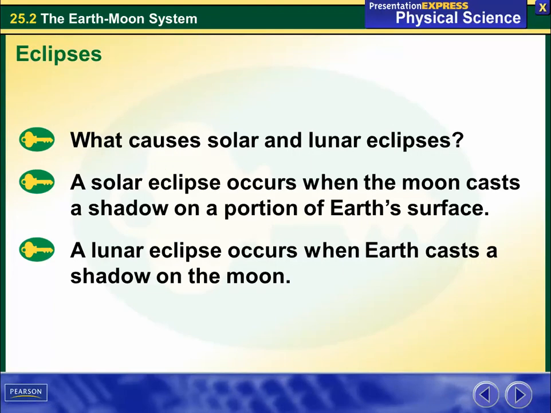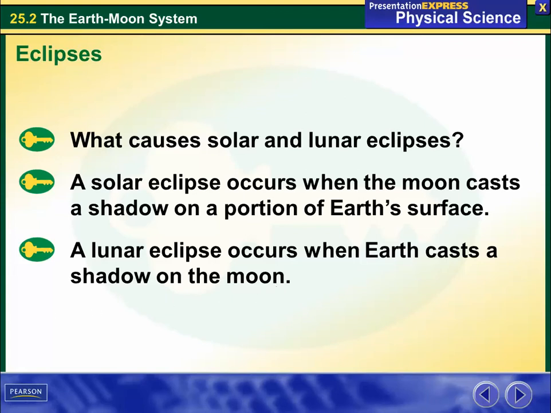So, kind of going along with the phases of the moon, something that actually happened just recently, as this was recorded in 2018, in case you're watching this at a later date, is a difference between a solar eclipse and a lunar eclipse. A solar eclipse occurs when the moon casts a shadow on a portion of Earth's surface, and a lunar eclipse occurs when Earth casts a shadow on the moon. So there is a difference.